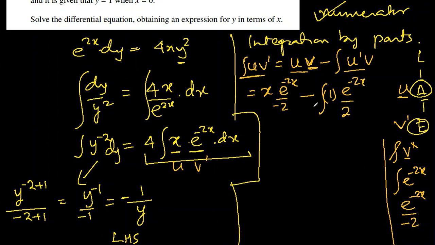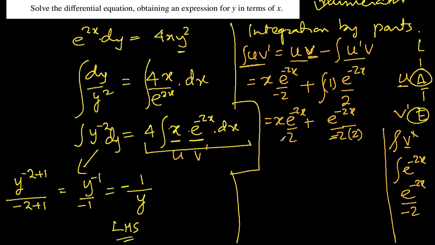Let me write just 2, and that minus will make this positive. Alright, so now we have almost everything here. x e to the power minus 2x over 2 plus. Now we know the integration of e to the power minus 2x will again be e to the power minus 2x over minus 2. And we had a 2 already here, so we'll multiply this further by 2. And I forgot to write minus here.